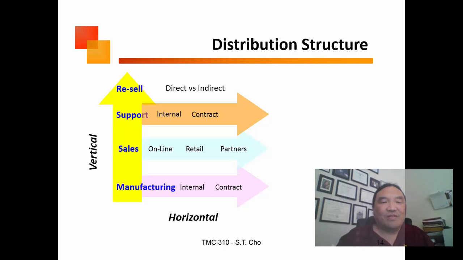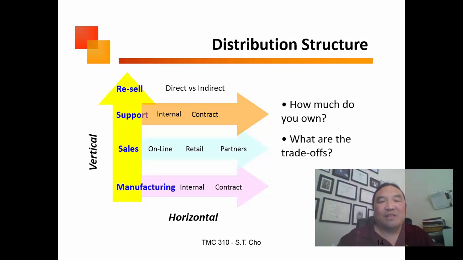And so here's what the verticals and the horizontals look like. I manufacture it, I sell it, I support it, and I resell it. Meaning, do I have middlemen? Am I selling it directly? If I'm selling it indirectly, then I have middlemen. The things you have to take into consideration are how much do I own, what are my trade-offs, and how do I go about managing it?